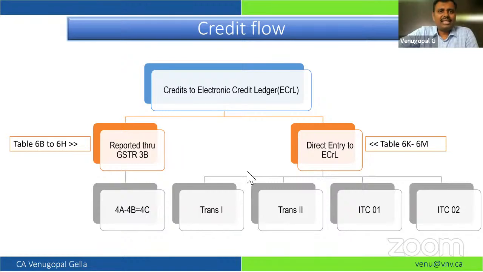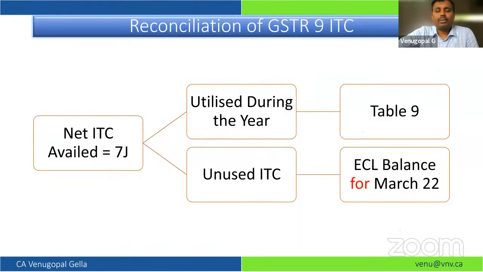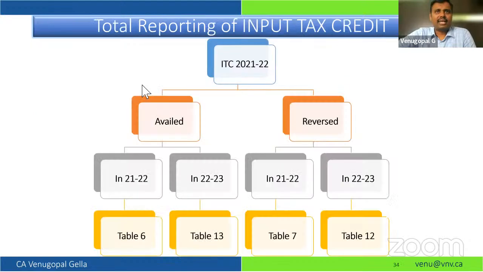What I report in GSTR9 is the credit that I have actually availed, could be through 3B or through trans returns. Basis that, I will be reporting my turnover and my input tax credit. What I check before I file the return is the 7J value. This is the net ITC that you have availed. This will match with table 9, whatever is the tax paid, and it will also match with my closing balance in my electronic credit ledger. Ideally, you have to do this reconciliation and see whether I'm making any erroneous entries in my GSTR9.